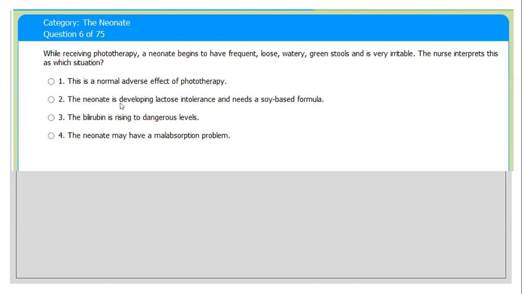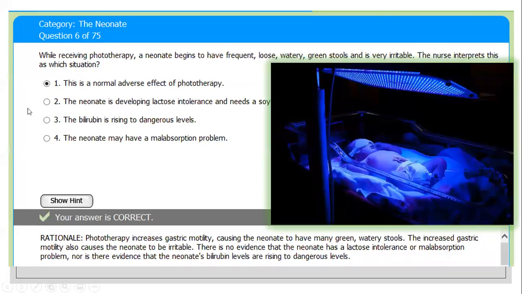Number two, the neonate is developing lactose intolerance and needs a soy-based formula. Number three, bilirubin is rising to a dangerous level. Number four, the neonate may have a malabsorption problem. The correct answer is, this is a normal adverse effect of phototherapy.